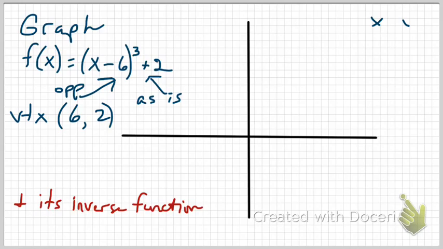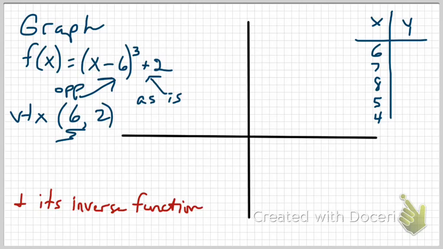Now we would like to see the full figure of this function. To do so, let's make some choices for x. We'll make good choices. Choices around 6, bigger than 6, and smaller than 6. That's how I choose them, knowing where to start, bigger and smaller. When we choose for x to be 6, we find the y value is 2. If x is 7, y is 3. When x is 8, y is 10. If x is 5, y is 1. When x is 4, y is -6.